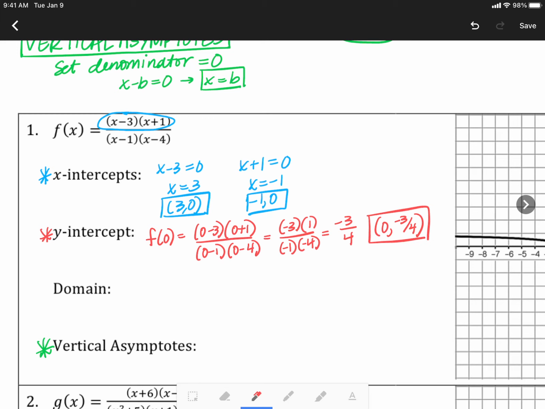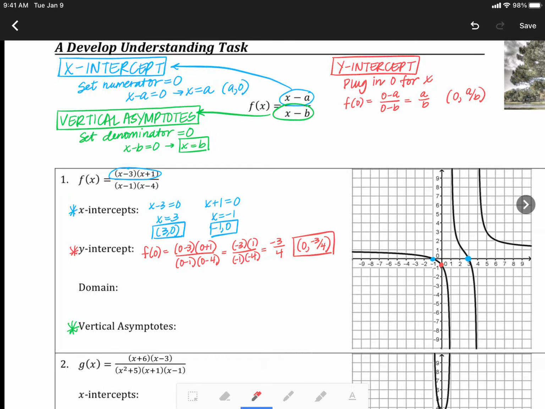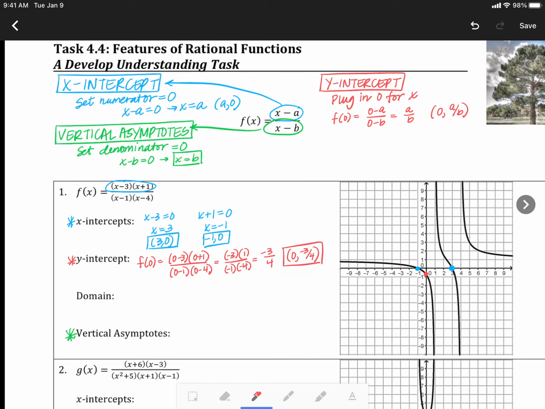Let's see if that matches up to the graph. Yeah, that matches. It's just a little bit shy of negative 1. It's exactly what we wanted. So for our x-intercepts, we factored and solved in the numerator. For our y-intercept, we did the reverse. Instead of setting it equal to 0, we plugged in 0.